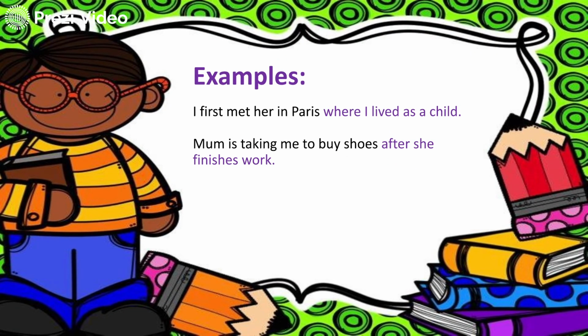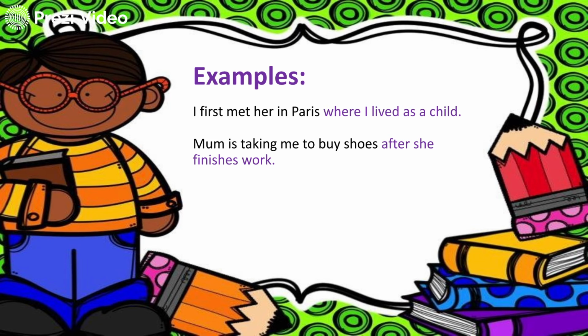Here's a couple other examples where we could see it. Two sentences both have an independent and a dependent clause. So the independent clause in the first one is "I first met her in Paris." The dependent clause is "where I lived as a child." So the full sentence, I first met her in Paris where I lived as a child, has both the independent clause, I first met her in Paris, which could be a sentence all by itself, and the dependent clause, where I lived as a child, which cannot be a sentence by itself because it wouldn't make sense to just say where I lived as a child.